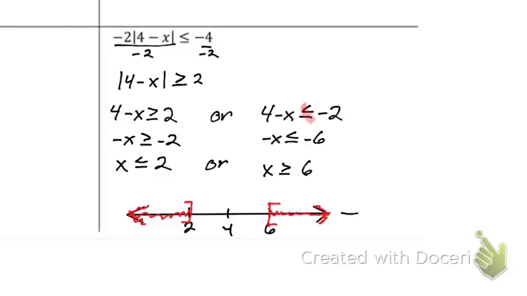And let's just write it in interval notation. We're going to go from -infinity all the way to 2. We're going to union that with 6 to infinity.